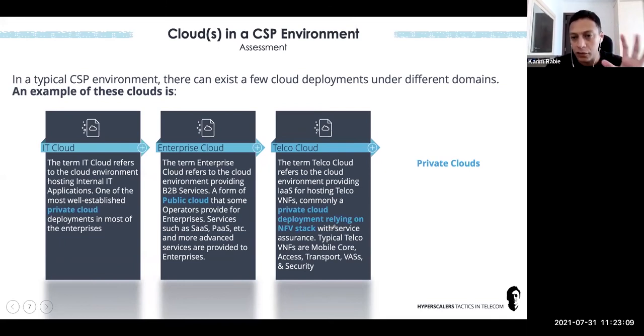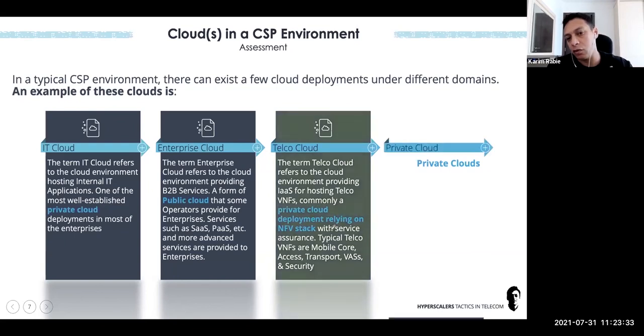They have different functional components that differ from the IT cloud. They have the MANO, the NFVO, the VNFM. And one of the characteristics of this telco cloud is that it is integrated to the OSS for the assurance. So assurance is, I would say, the main ingredient of the telco cloud. So that's the telco cloud.